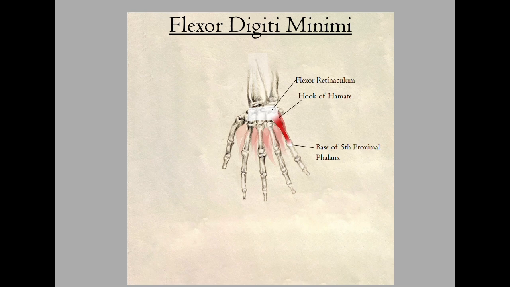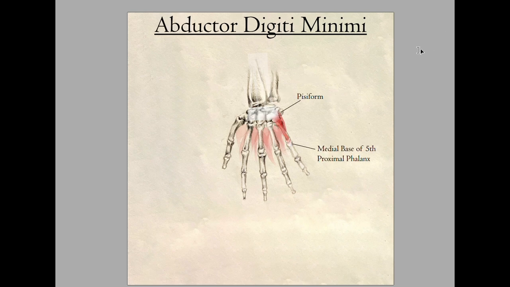Next one we have is going to be our abductor digiti minimi. So we ran out of real estate over here in the flexor retinaculum and the hamate, and it makes sense anyway because this abductor is going to be more on the outside, so it can abduct, right? So it can pull that fifth digit out this way. Okay, that's what that's there for. So it's going to go ahead and attach on the outer side, right?